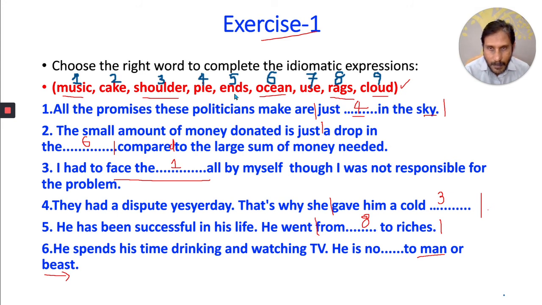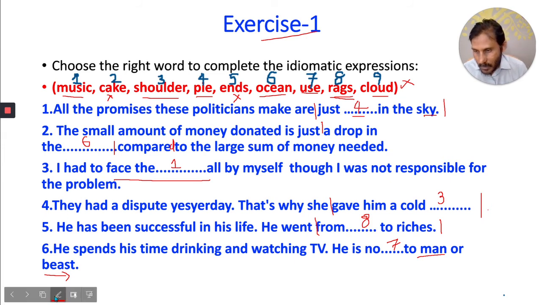Ends, ocean, rags, cloud, use. Use is the, is no use. 7. So music we made use of. Shoulder we made use of. Pie we made use of. Ocean we made use of. Use we made use of. And rags we made use of. Cloud you didn't make use of. Cake we did not make use of. And what else? Ends we didn't use. So this is one exercise.